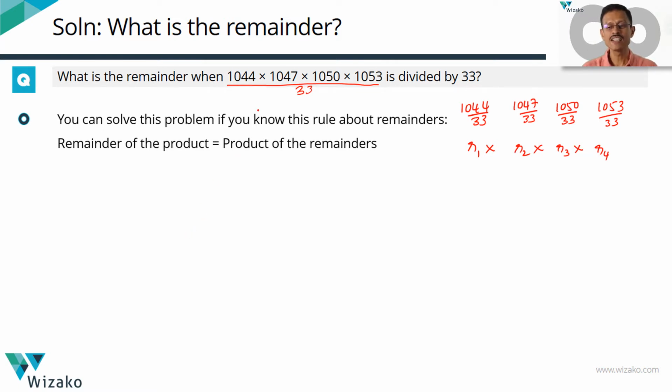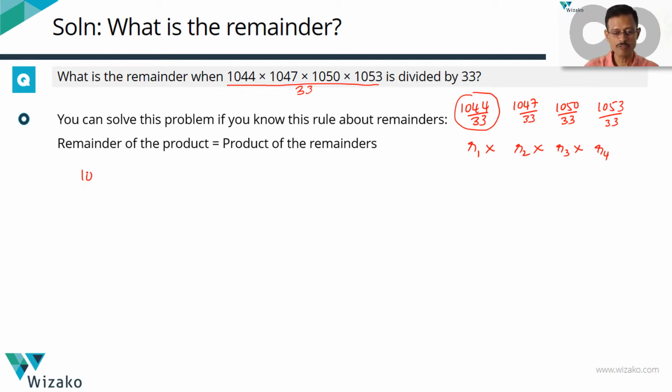So essentially, instead of finding the product of four large numbers and dividing it by 33, we're going to compute the remainders for numbers which are much easier. 1044 by 33 is easy to compute the remainder. And then we'll compute the remainders and find its product. That's what we're going to do at the end of step 1. We'll have a number which is going to be the product of these four remainders.